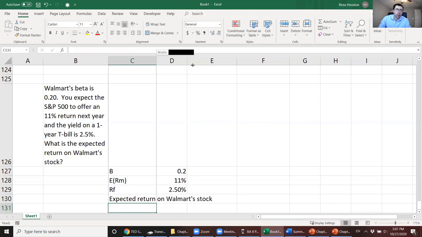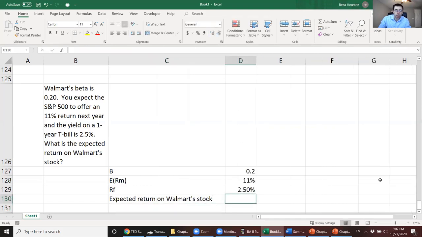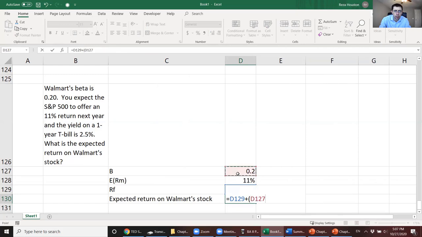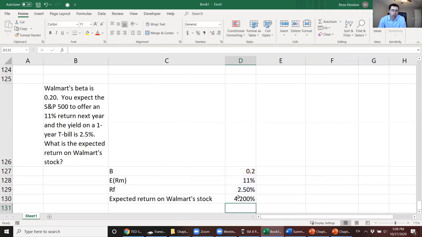So this means that our expected return on Walmart stock is going to be equal to the risk-free rate plus the beta times the market risk premium, which is the expected return on the market minus the risk-free rate. I'll close all of my parentheses. And Walmart's expected return is 4.2%, which, given its very low beta, is very realistic.